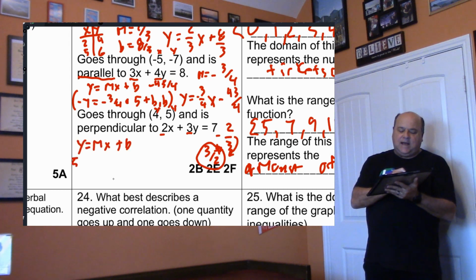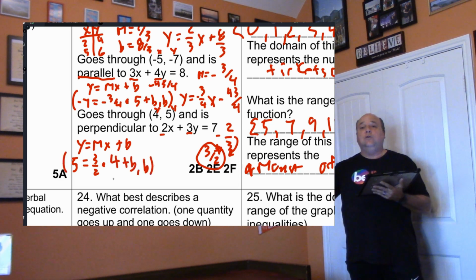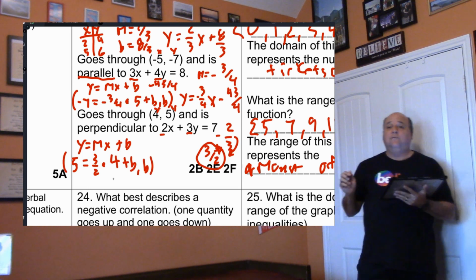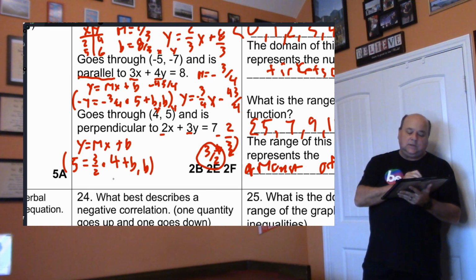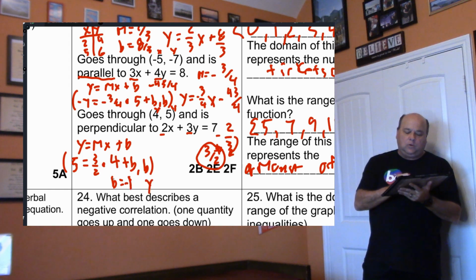My y is 5. My new slope is 3/2 because it's perpendicular, times my x is 4 plus b. You're going to put that in insolve. I can do this one in my brain because the 2 goes in the 4. So this is going to be 6 and then -1. b is going to end up being -1. So your equation is going to be y equals 3/2x minus 1.